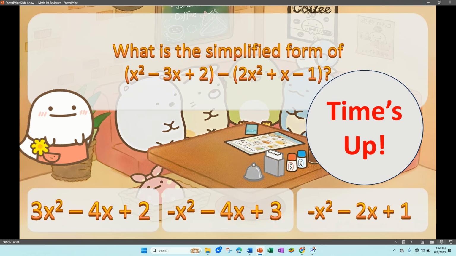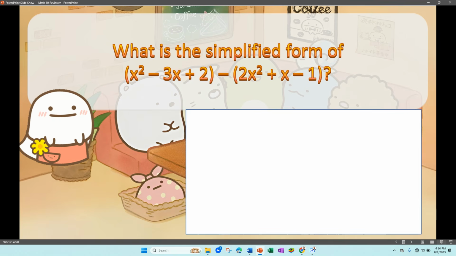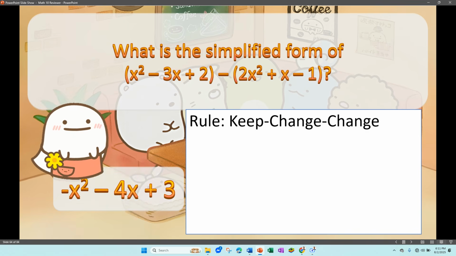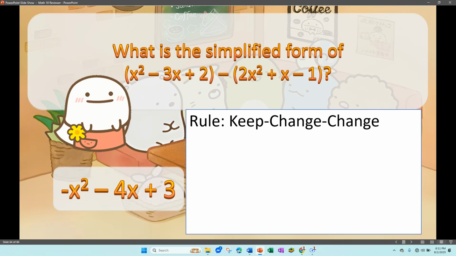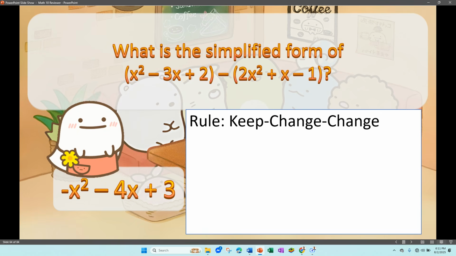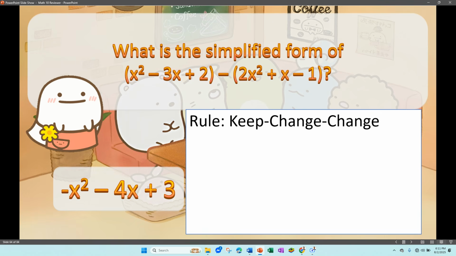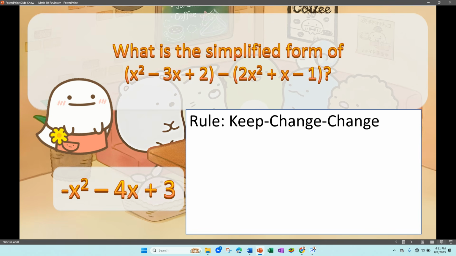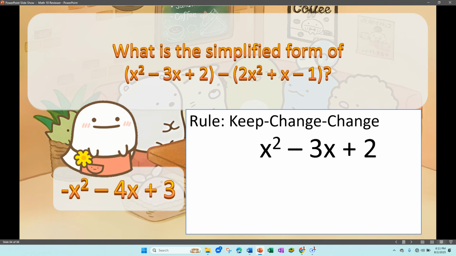Time is up. So this is subtraction. The rule in subtraction is keep, change, change. Keep the first polynomial, change subtraction to addition, then change the signs of all terms of the second polynomial. So gagamit po tayo ng vertical method.